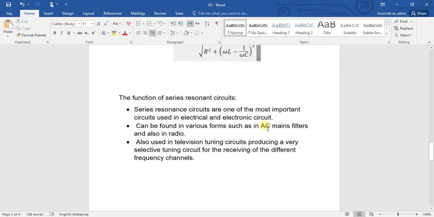We have three points here. The first point is that series resonance circuits are one of the most important circuits used in electrical and electronic circuits. The second point is that they can be found in various forms such as in AC mains, filters, and also in radio. They are also used in television tuning circuits, producing a very selective tuning circuit for receiving different frequencies and channels.